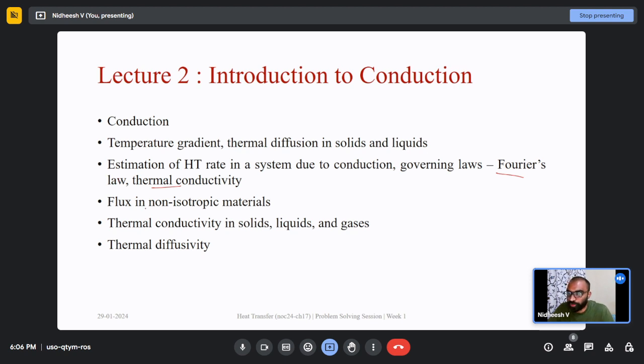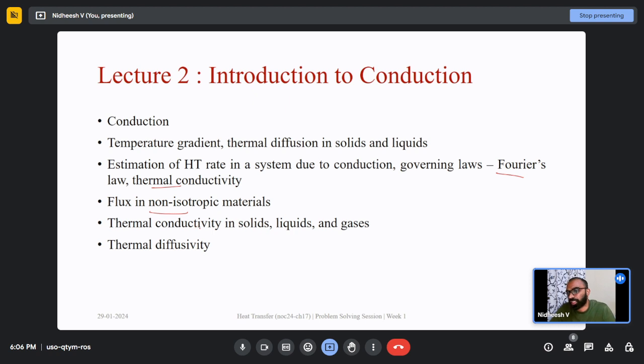Then we talked about how we usually consider isotropic materials, in which we can consider the thermal conductivity or the temperature gradient to be the same in different directions. But we also talked about non-isotropic materials, how they can have different thermal conductivities and how they can affect the final heat transfer rate in different directions.